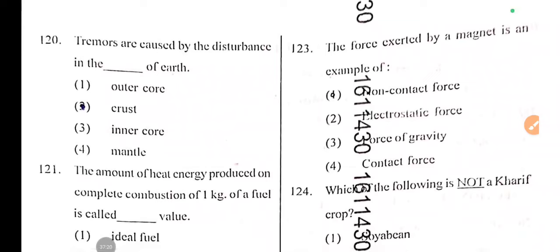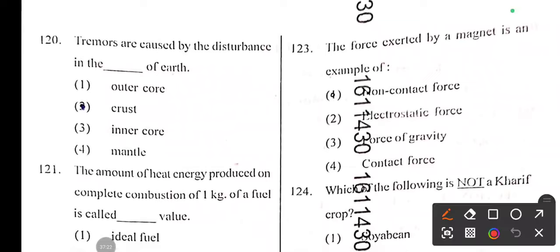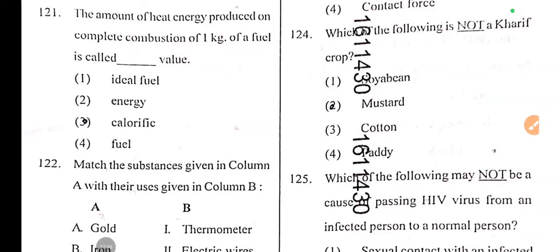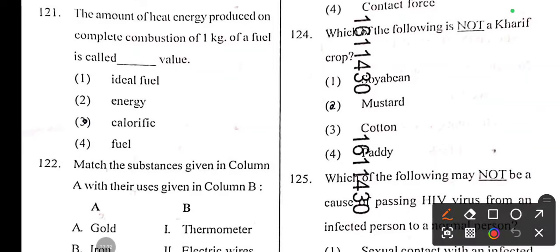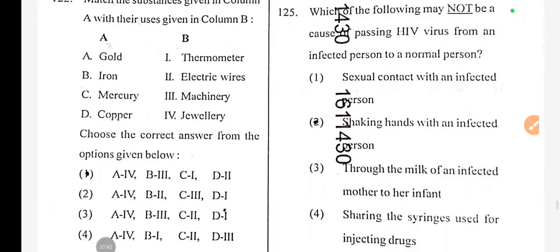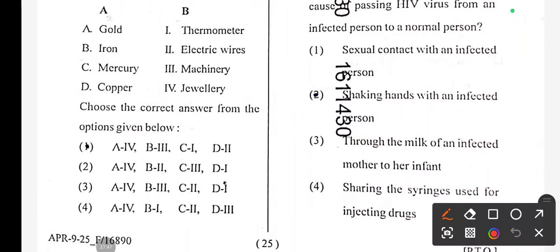Question number 123. The force exerted by a magnet is an example of non-contact force. 124. Which of the following is not a kharif crop? Option 2, mustard. 125. Which of the following may not be a cause of passing HIV virus from an infected person to a normal person? Option 2, shaking hands with an infected person.